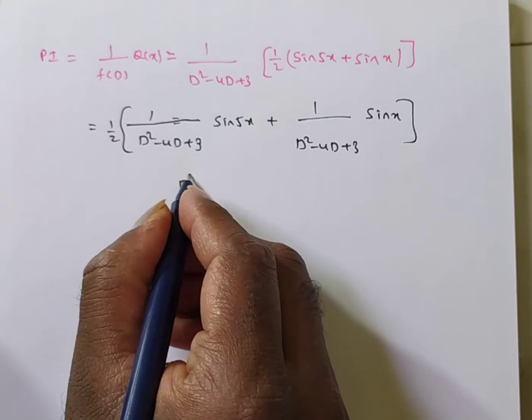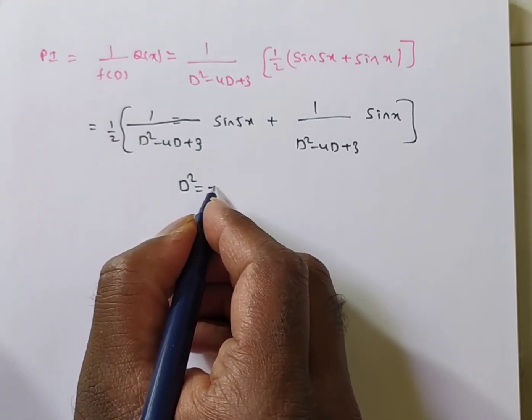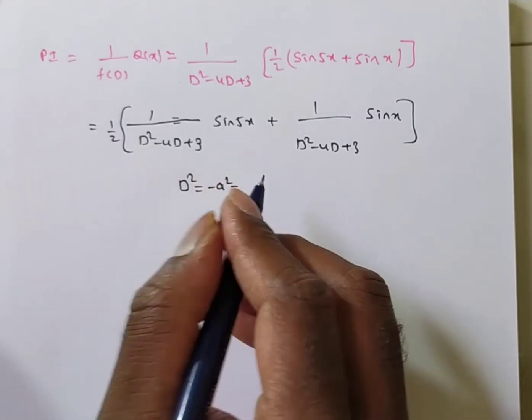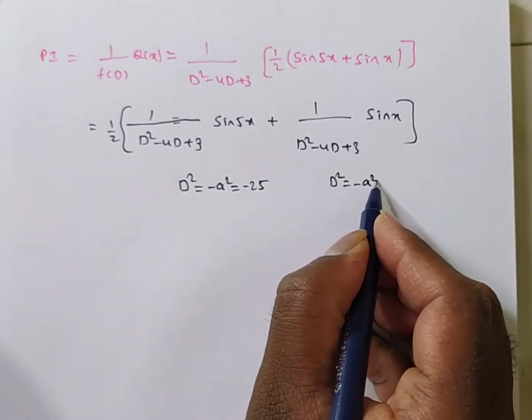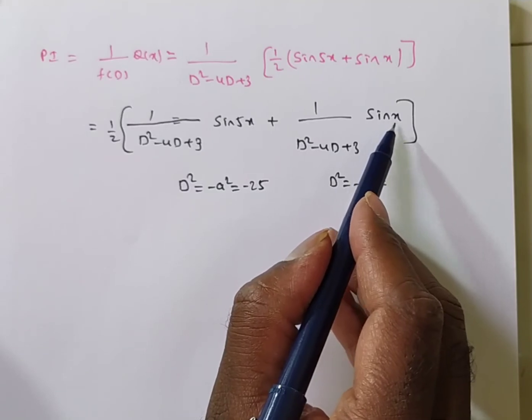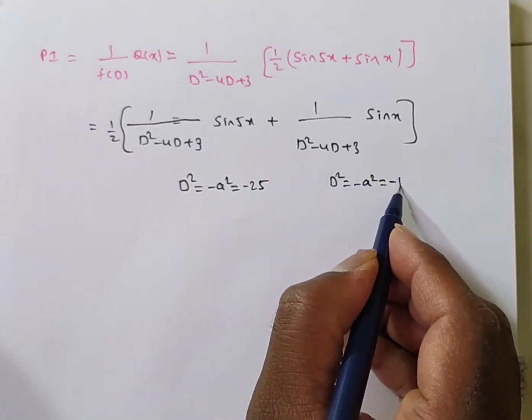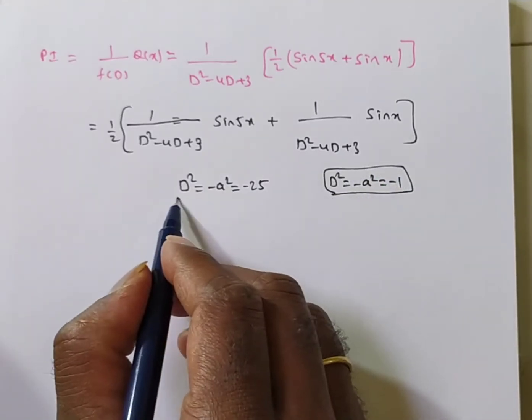Now this is in the form of sine ax, so in place of D square we can replace minus a square. What is a here? You have 5, so minus 25 we will write. Now in this case, D square is equal to minus a square. What is a here? You have ax equal to x, so a is equal to 1. So you will replace D square by minus 1 in this case.